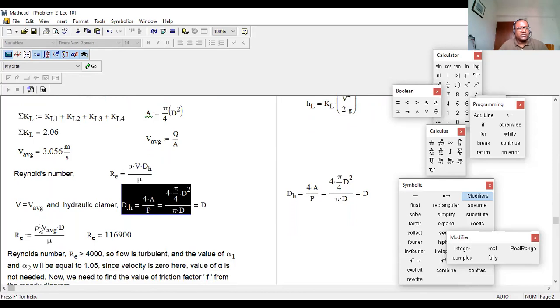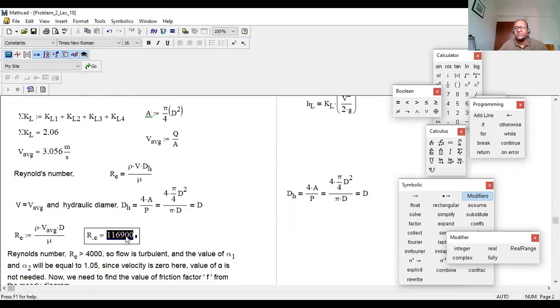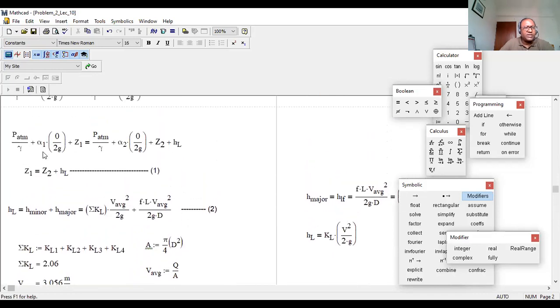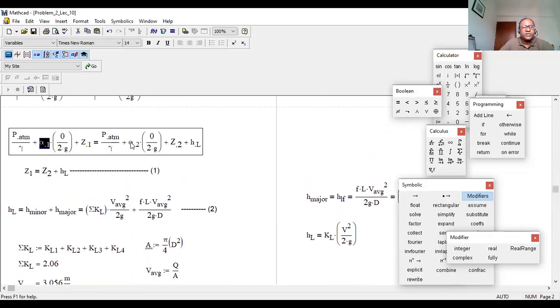Then you figure out the Reynolds number. We put all the values over here. This is the Reynolds number. So what happened to the Reynolds number? More than 40,000. So the flow is turbulent, right? Then what will be the value of this alpha? 1.05 for turbulent flow. If it's laminar flow, the value will be 2, alpha 1, alpha 2.